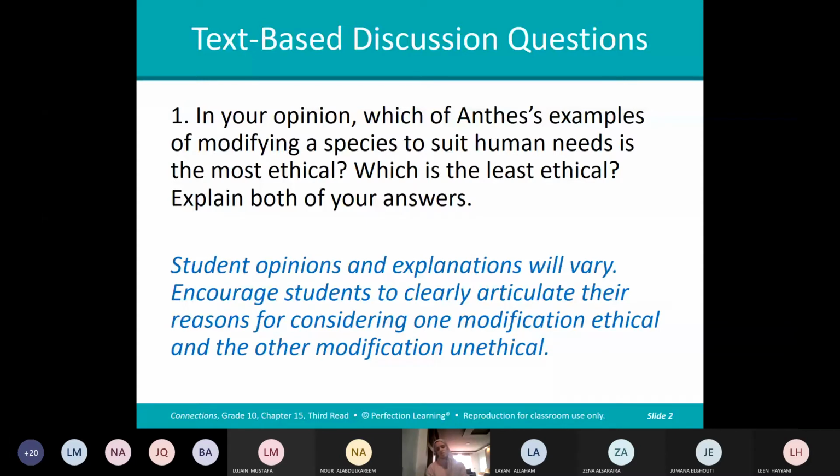So read the answer here. He didn't give you examples. He says that it's up to you. Read it, dear. I can't see it. Can anyone see it, girls? Yes, I can. Read it, please. Students' opinions and explanations will vary. Encourage students to clearly articulate their reasons for considering one modification ethical and the other modification unethical. So why, Anur, you said now that it is unethical? Why is the modification you talked about unethical? Because it's bad and not good. Yes, for the animal's life. Okay, thank you, habibti.